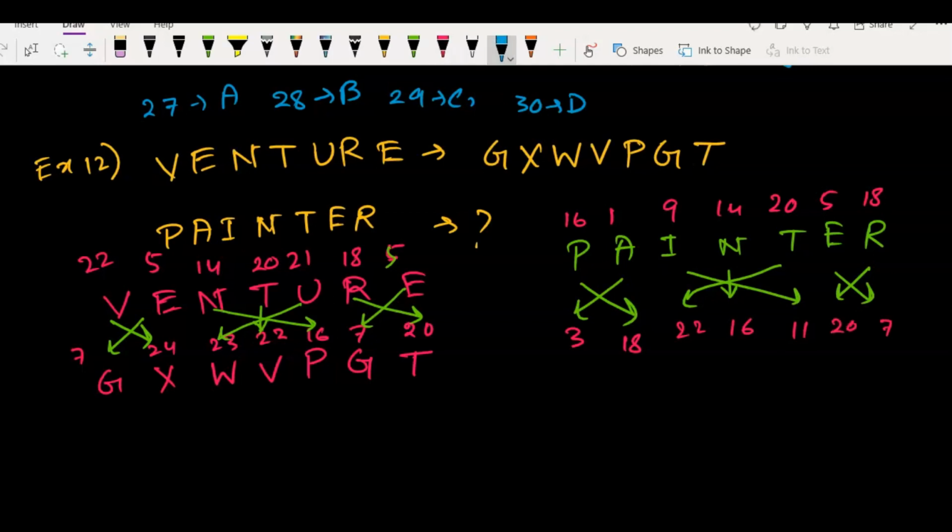So we have 3 means C, then we have R, then B, P, T, G. So 3 is C, 18 R, 22 is V, 16 is P, 11 is K, 20 is T and 7 is G. So this is the answer, C, R, V, P, K, T, G. So this is the last example.